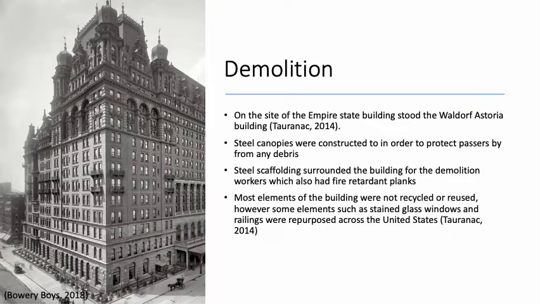Demolition. On the site of the Empire State Building stood the Waldorf Astoria building. Steel canopies were constructed in order to protect passers-by from any debris from the demolition. Steel canopies were previously wooden, however issues with fire safety had occurred, which made them become steel for this project. Most elements of the building were not recycled or reused, however some elements were, but most of the waste of the building was dumped in the ocean off New York.